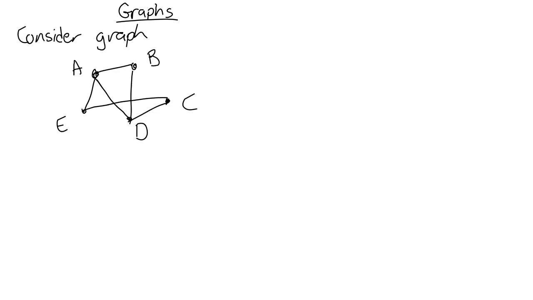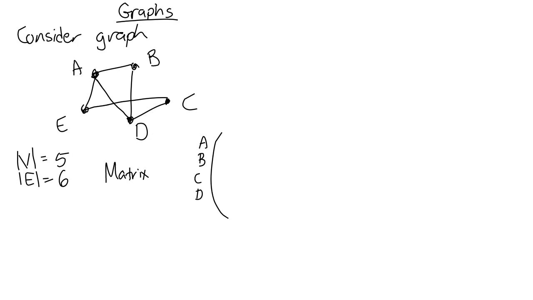Consider the following example. In this graph, the number of vertices is 5 because there are 5 points. But the number of edges is 3 at A, and then we have 3 more, so 6 edges. If I wanted to represent this as a matrix, the most natural way to order the rows and columns would be alphabetical. But you don't have to. You might have a reason to order these differently, but in that case, you should label them.